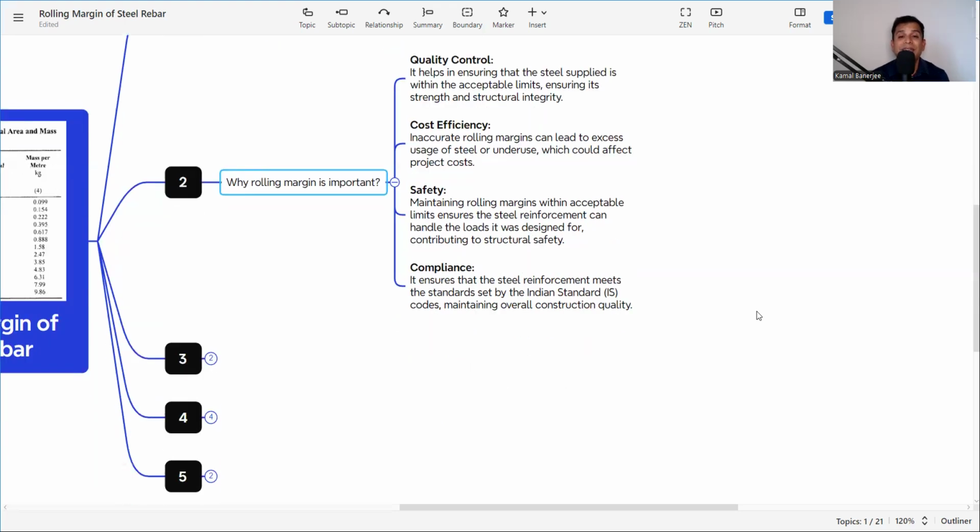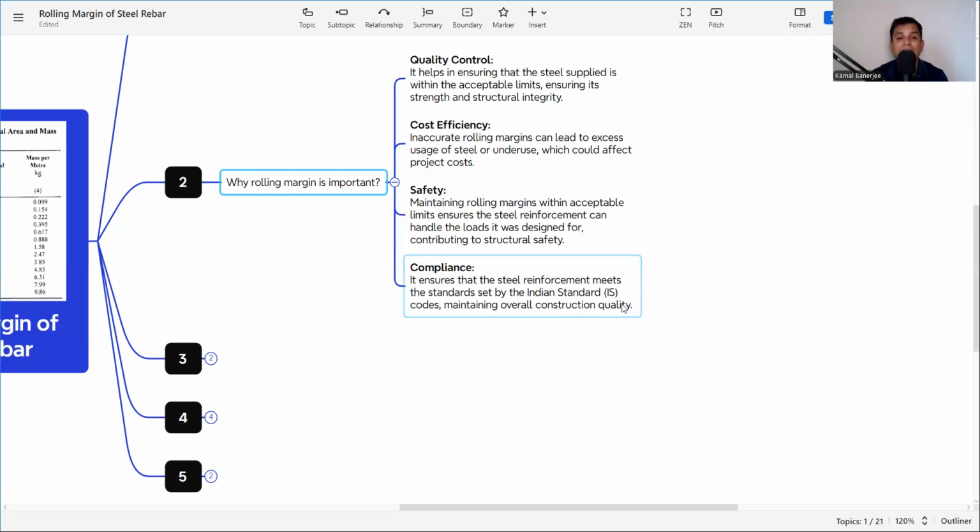Then safety. Maintaining rolling margins within acceptable limits ensures that the steel reinforcement can handle the loads it was designed for, contributing to structural safety. That is the main purpose of the rolling margin, because the design has been done as per the theoretical weight. Now we need to find out at the site that the material we are using is as per the theoretical weight or the specified tolerance limit, and we need to verify and confirm it in order to get structural safety.